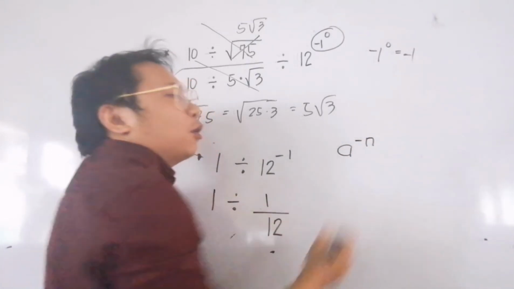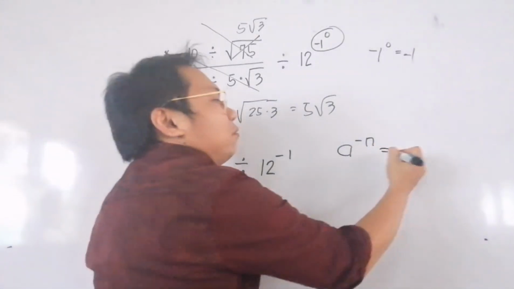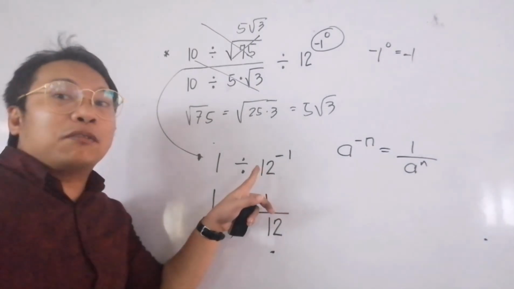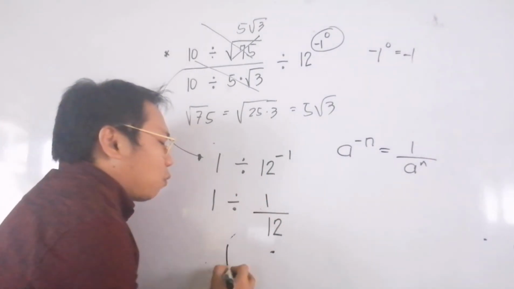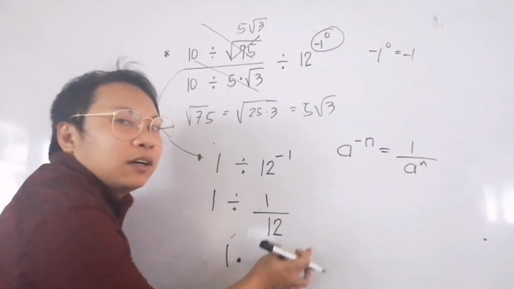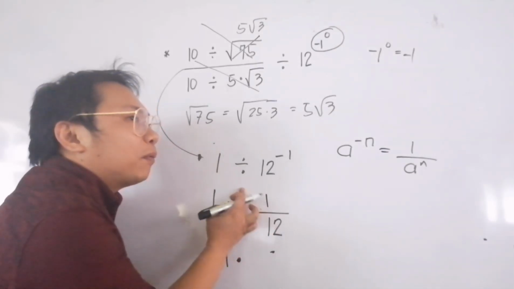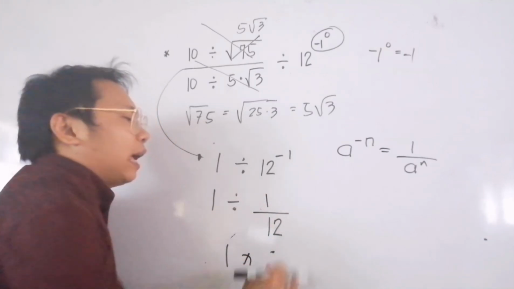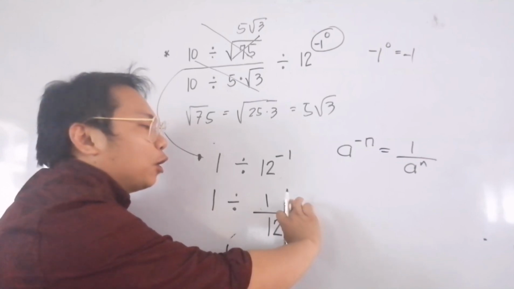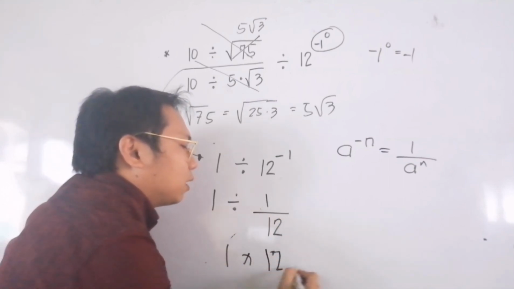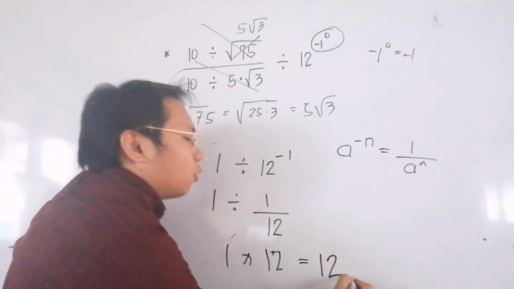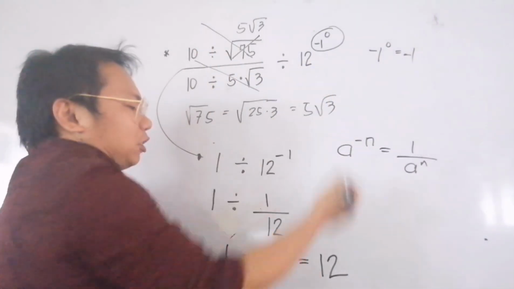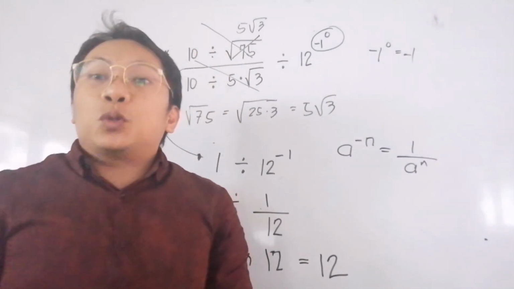If you have a to the power of negative n, this will give you 1 over a to the n. So you're just going to take the reciprocal of your 12. So this now becomes 1 times the reciprocal of 1 over 12. Since our operation here is division, this division will become multiplication, and you're going to take the reciprocal of 1 over 12, which is equal to 12. So 1 times 12 is 12. Therefore, this problem is just simply equal to 12.